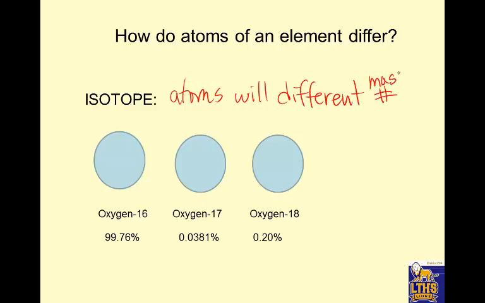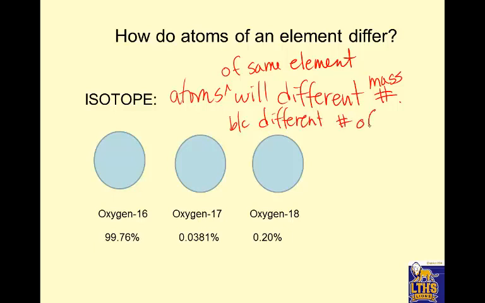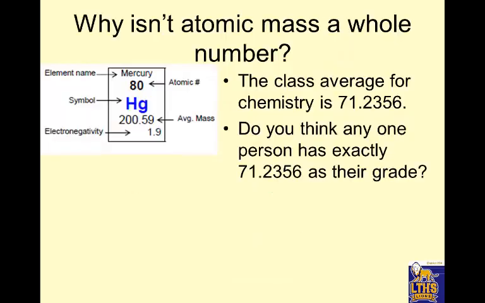Atoms of the same element with different mass numbers. These are all oxygen, but they have different mass numbers. Why? Because they have a different number of neutrons. It can't be protons, or else that changes their identity. So it can only be neutrons that differ. So that's what isotopes are. So these are 3 oxygen isotopes.